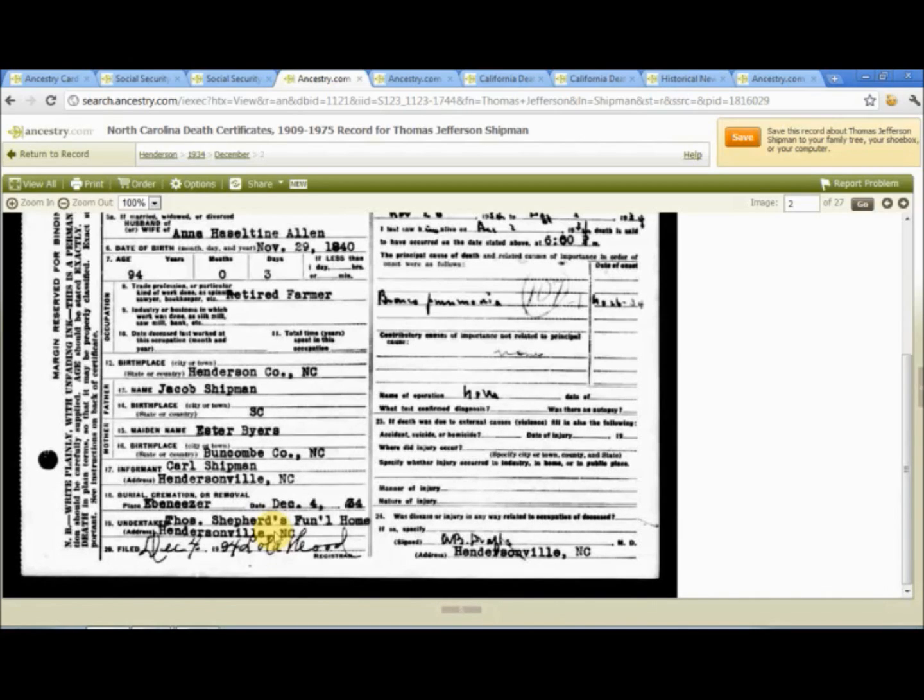And so you could get documents from each of those three places and find some either corroborating evidence or some slightly differing evidence that will help you get a little bit closer to the truth as far as your ancestors' death records go. So that is just one example of a death certificate from 1934 and the fabulous information that you can find on it.